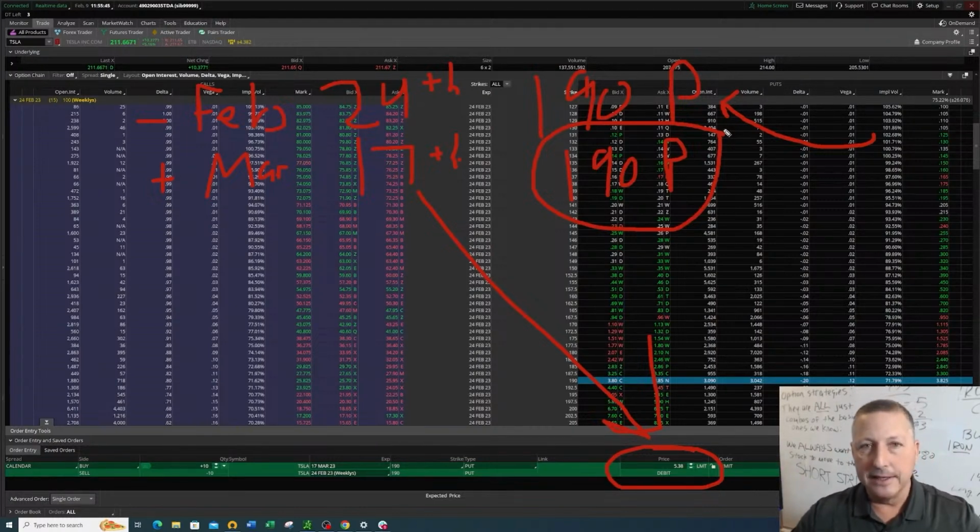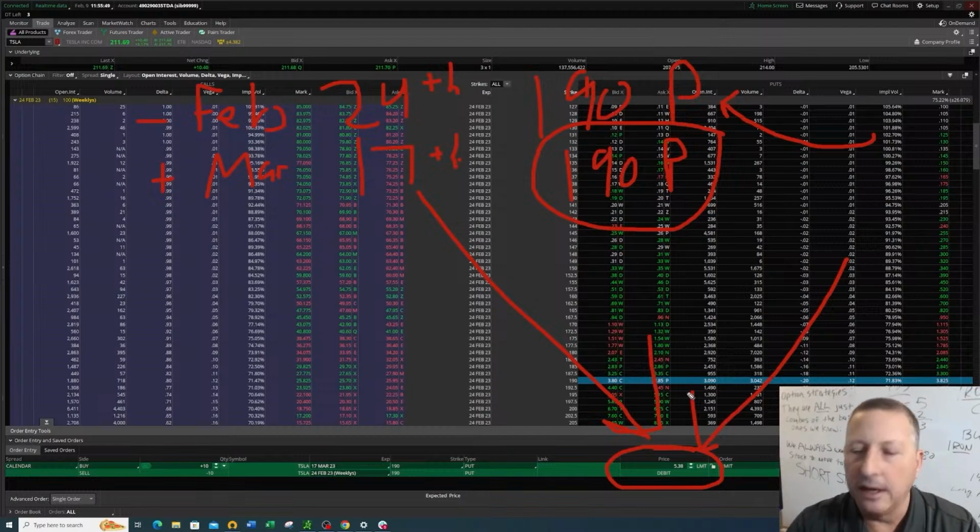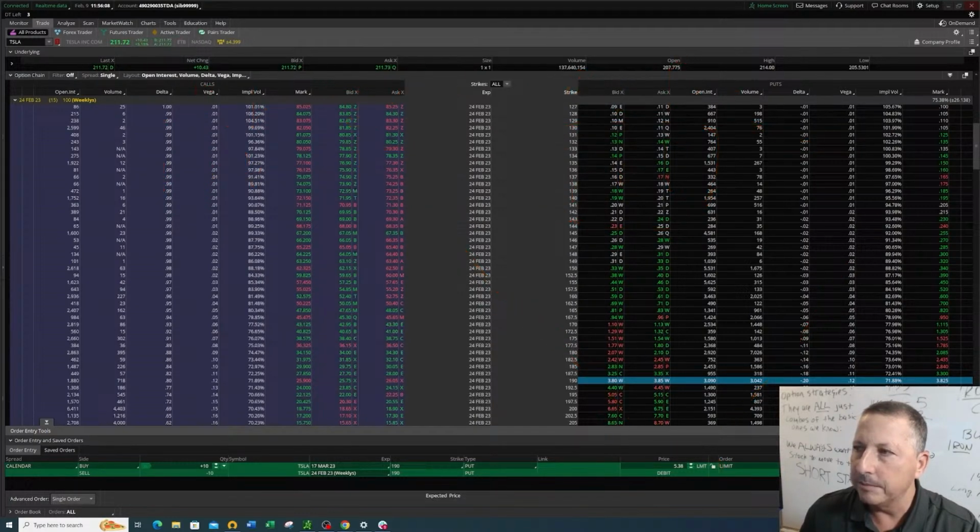So what happens in this case is, if we paid $5.40 for this spread right now, selling one, buying the other, well, come February 24th, if the stock was trading right around 190, this spread would be trading much, much higher. And I'll put up a P&L graph here in a moment.